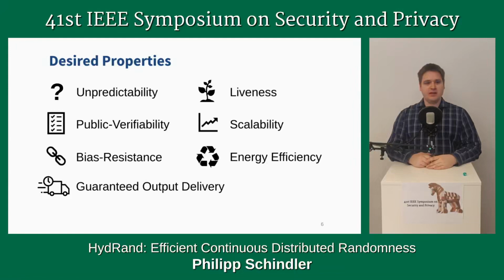So what does random in this context actually mean? We expect a range of desirable properties from a distributed random beacon protocol. The first, and probably the most intuitive one, is unpredictability. Before a certain point in time, future random values should not be predictable.